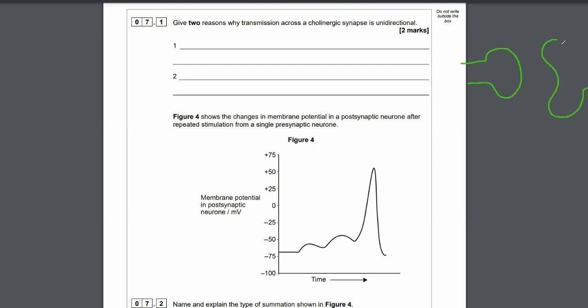It's about neurons, obviously. Give 2 reasons why transmission across a cholinergic synapse is unidirectional. So check out my awesome GCSE D grade art here. The protein receptors or neurotransmitter receptors, the receptor sites, are only found on the postsynaptic membrane. So you can only get depolarization of the postsynaptic membrane when the neurotransmitters connect there.